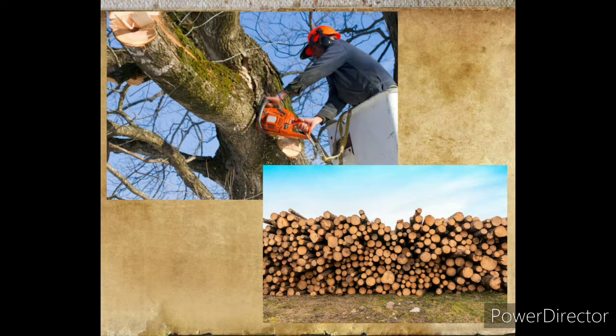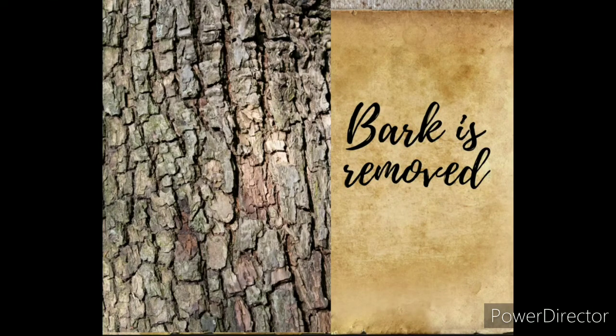But how do we actually turn it into paper? Let's look briefly at how a tree becomes paper that we can work and write on. First of all, the trees are logged. This is when they're cut down in batches. Then the outer skin, or bark as we call it, is removed from the logs.